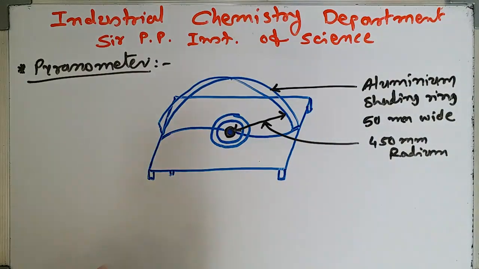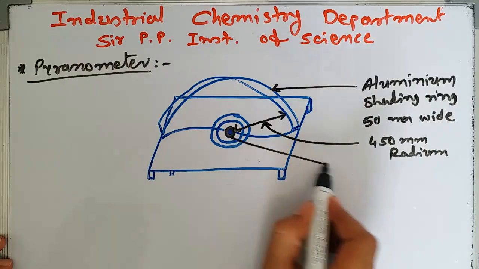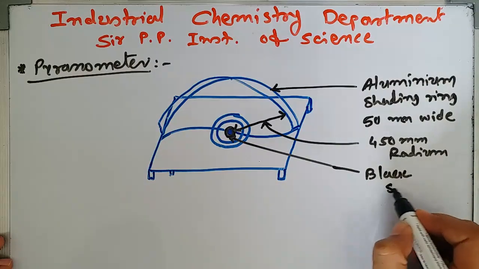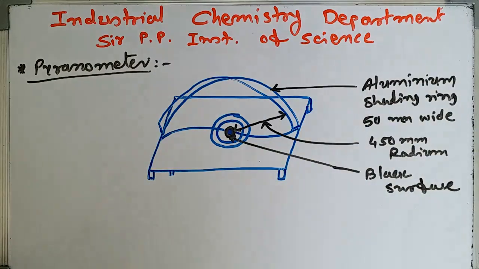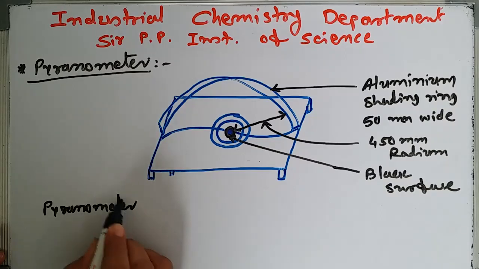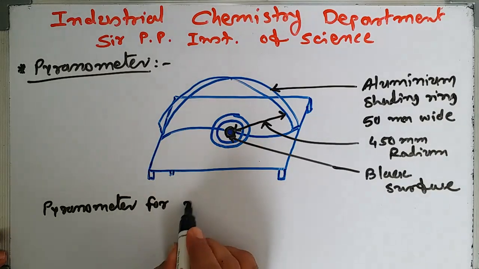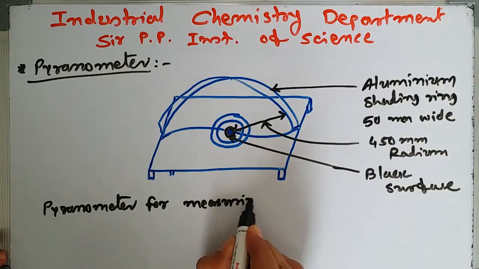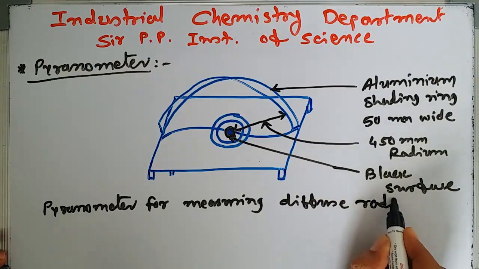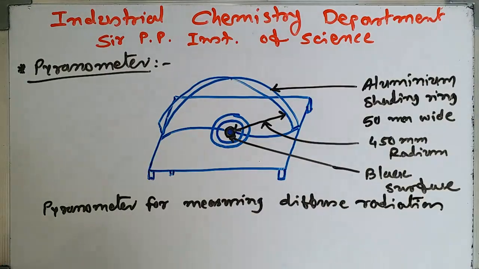Radius in between the black surface, here we write down, this is the black surface. So the radius is 450 mm, and this is the pyranometer for measuring diffuse radiation.